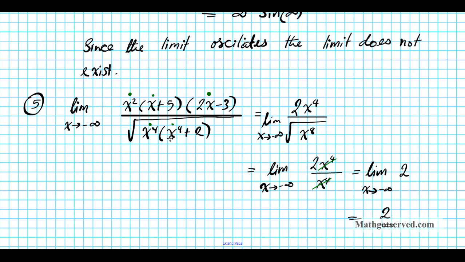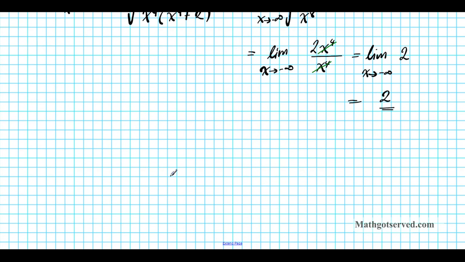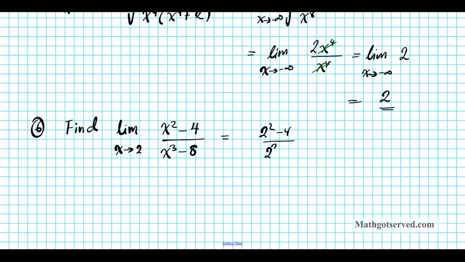All right, let's take a look at question number 6. On question 6, let's find the limit as x approaches 2 of x squared minus 4 divided by x to the third minus 8. Okay, so if we plug directly into this expression, we're going to have 2 squared minus 4 over 2 to the third minus 8. We're going to have 0 over 0, which is undefined.